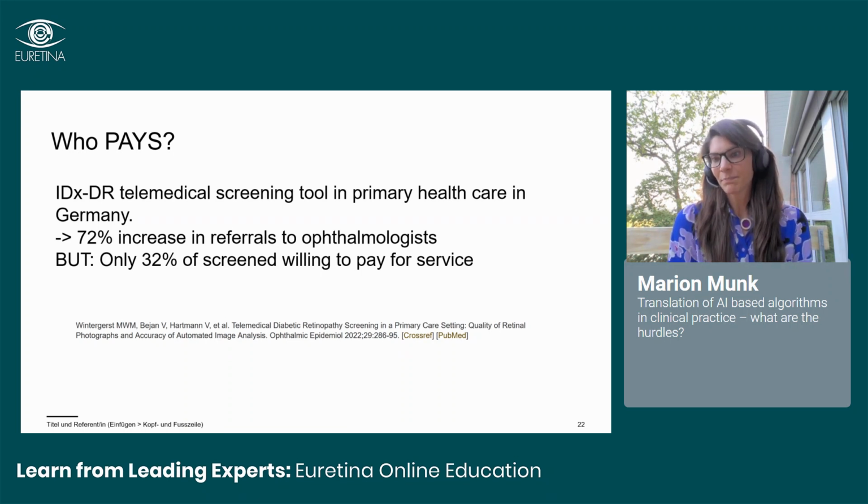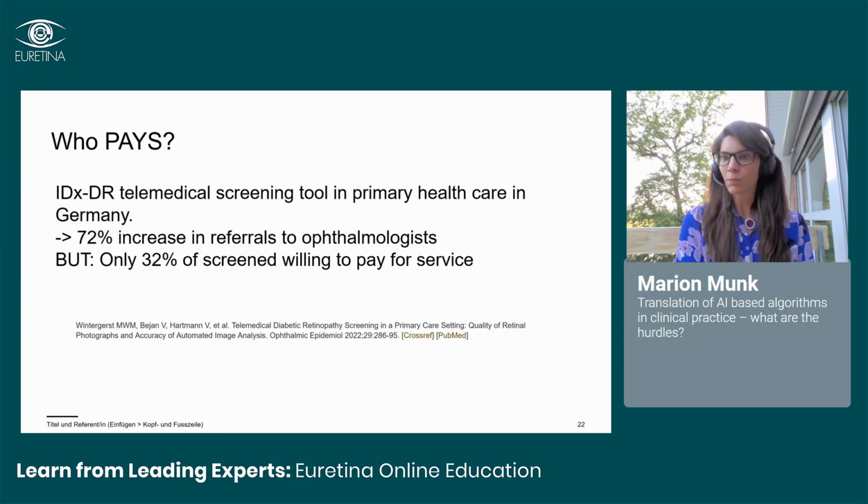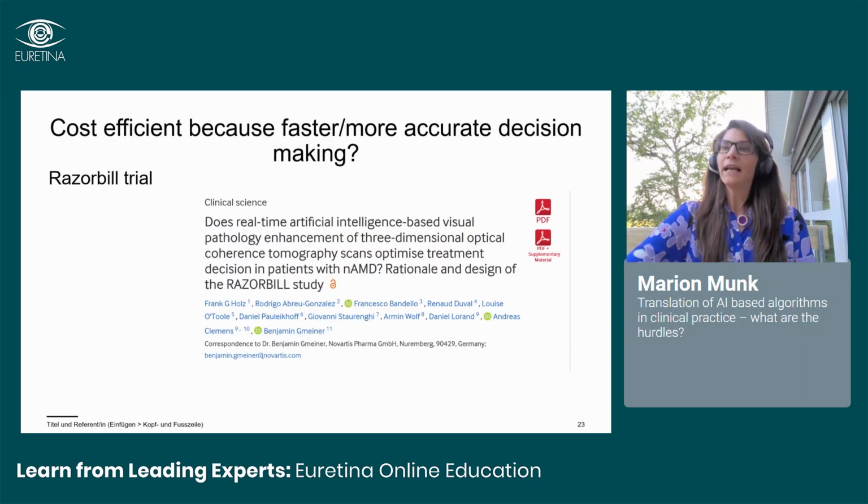However, when you asked the patients whether they're willing to pay, only 32% of the screened are willing to pay for the service. Of course, because they're used to getting healthcare for free when they just go to the ophthalmologist. And so here we see already the problem. Nobody's willing to pay for it. And so far, the health insurances are not doing it.